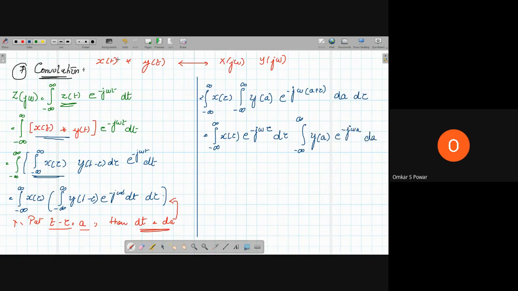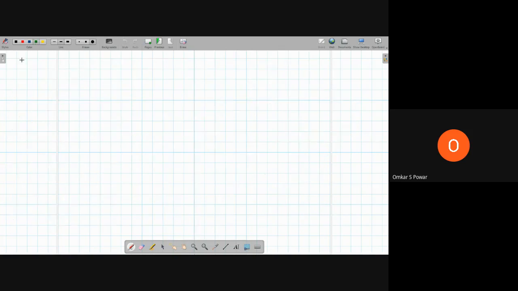So now this looks like X of j omega and Y of j omega. This one is X of j omega, this is Y of j omega. So X of j omega into Y of j omega. Hence we have proved LHS is equal to RHS. Okay. So now let me go to another property, which is modulation.